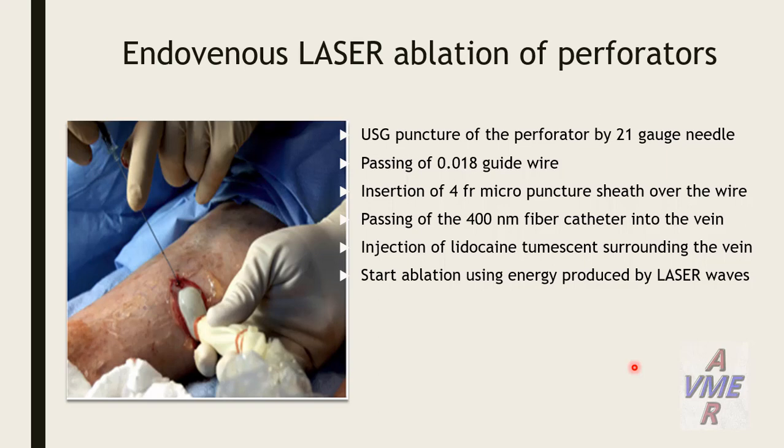Endovenous laser ablation of the perforators. Ultrasound-guided puncture of the perforator by a 21 gauge needle, passing of a 0.018 guide wire, insertion of the 5 French micropuncture sheath over the wire, passing of a 400 nanometer fiber catheter into the vein, injection of lidocaine tumescence surrounding the vein, then starting ablation using energy produced by laser. All these procedures are under the control and guidance of ultrasound.